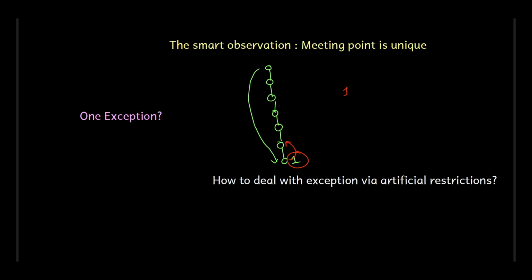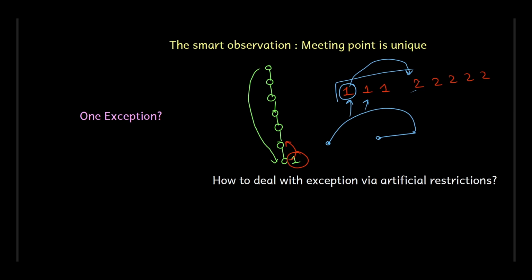Then if you have something like this, 1 1 1 2 2 2 2 etc., then even in this case you would say that your unique meeting point is 2, because since these are 1, since these are odd, you increment it to 2, because first you do the increment operation and then you do the division operation. So they will be incremented to 2 and their meeting points become 2.